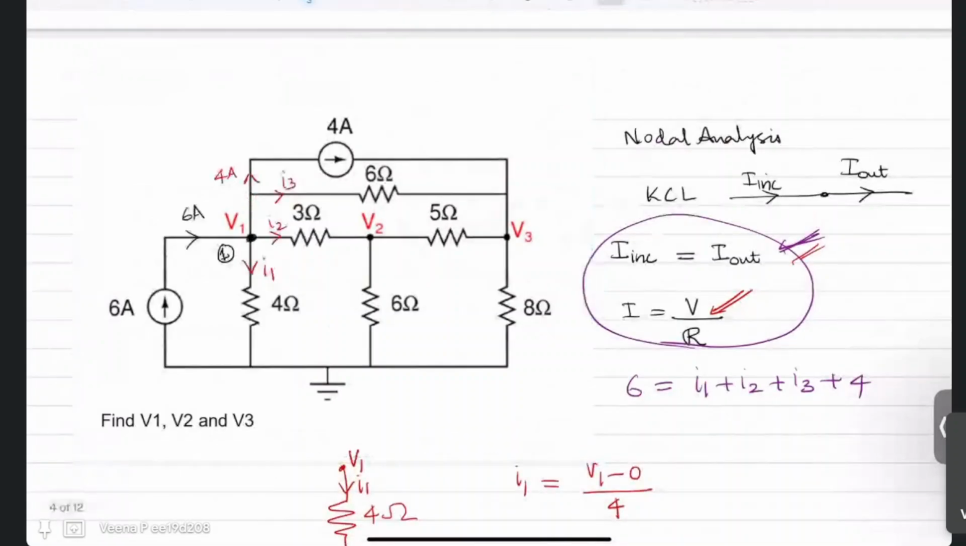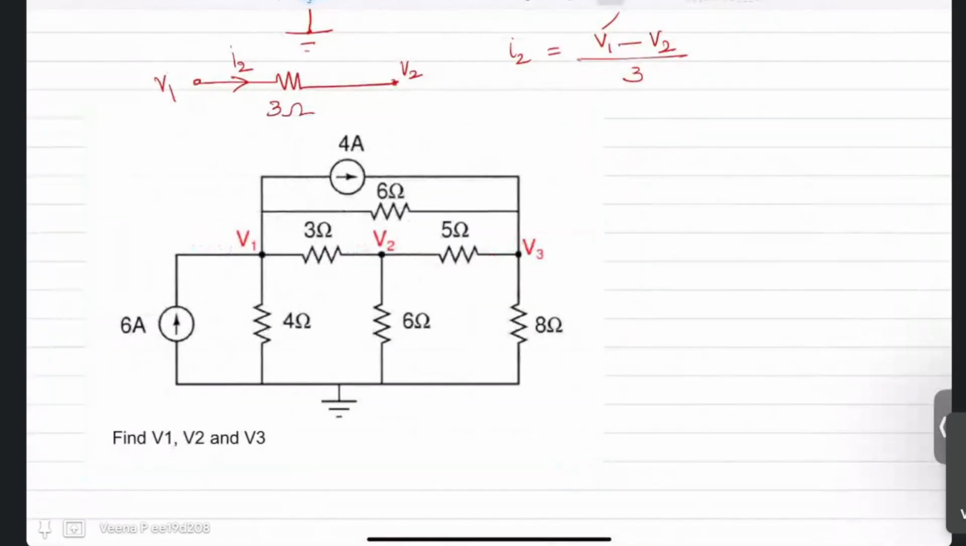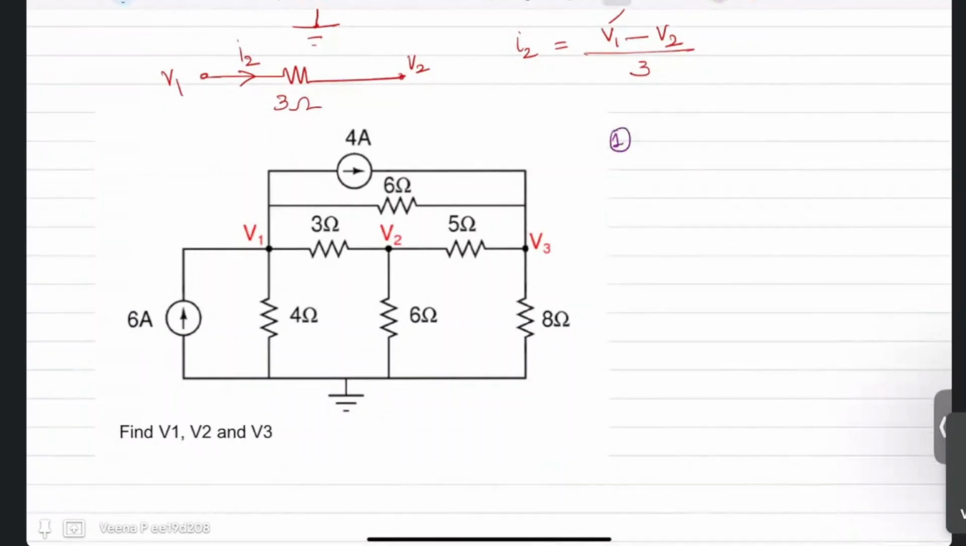So you can directly write, instead of giving variable names. So I can write for the node 1, which is V1: 6 ampere is coming and outgoing currents are 4 plus (V1 minus 0) by 4, which is this current. Then this current, which is (V1 minus V2) by 3. Then the next current is through 6 ohms, which is (V1 minus V3) by 6. So this is the nodal equation of the first node.